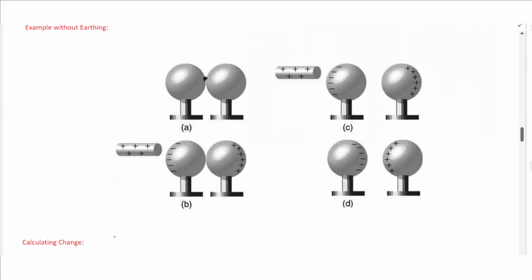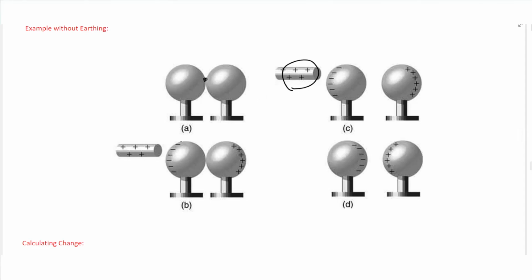Another example, if you have 2 metals in contact and you bring a positively charged object near one of them, electrons will flow towards the positively charged object, leaving the other object positively charged. So since there is contact, electrons were able to move from one object to the other. So one object will become negative and the other object will become positive.